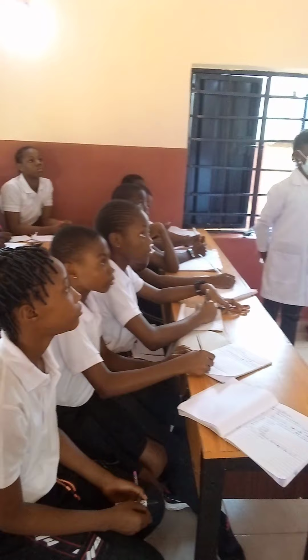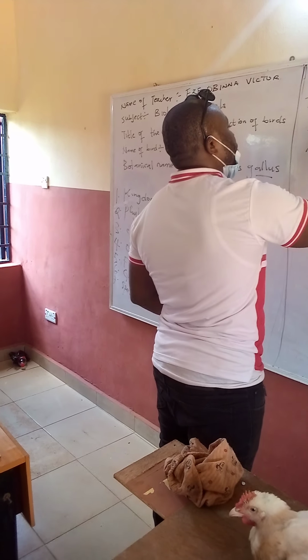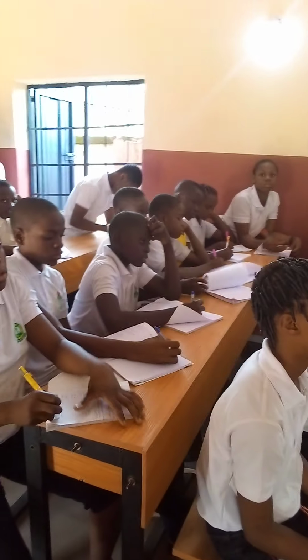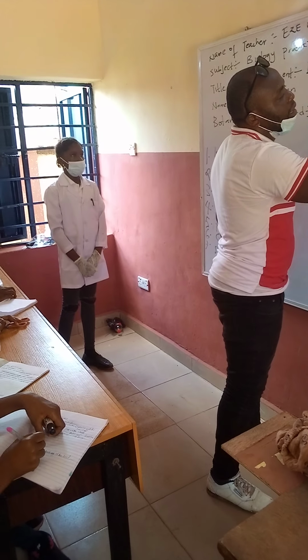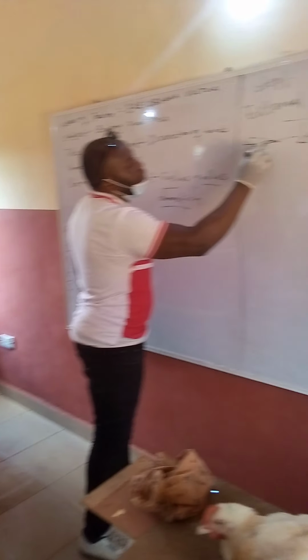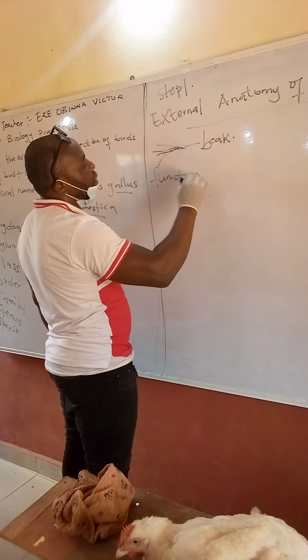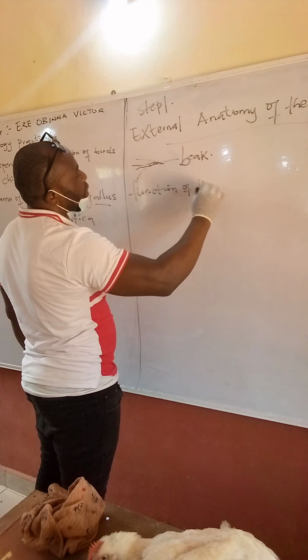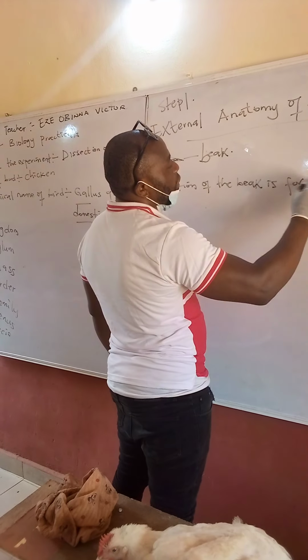Now the function. All of you say beak. Now it is divided into two, and then we'll have the diagram of the tongue here. This is where the tongue is. Can you see this? Good. Now the function of the beak is for digestion.